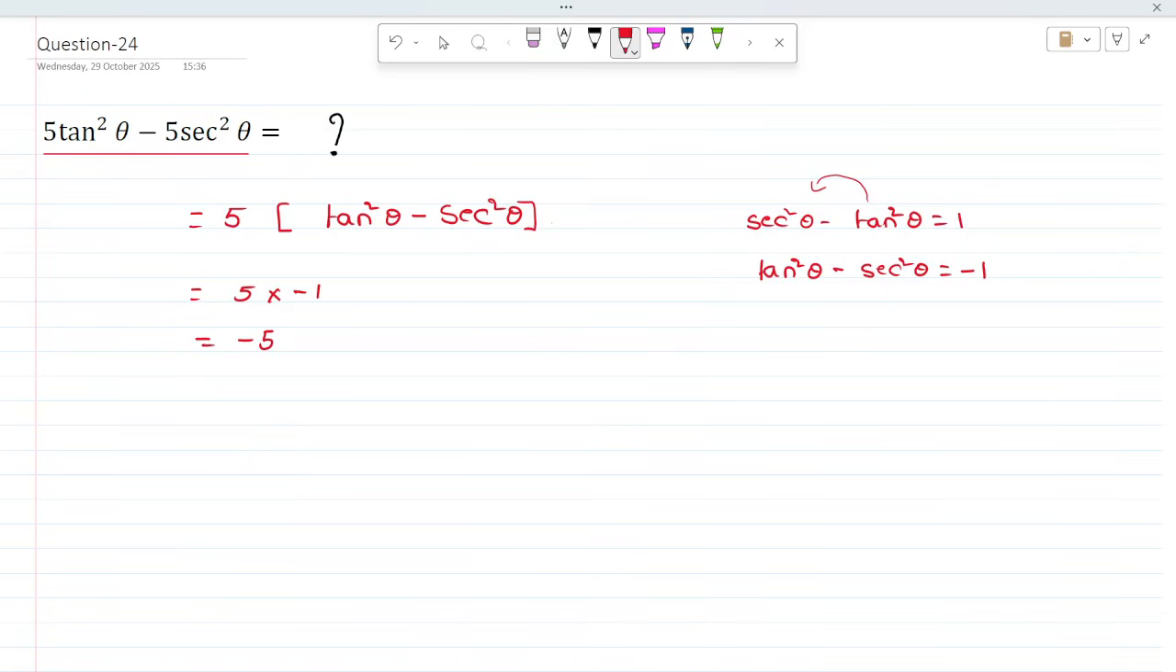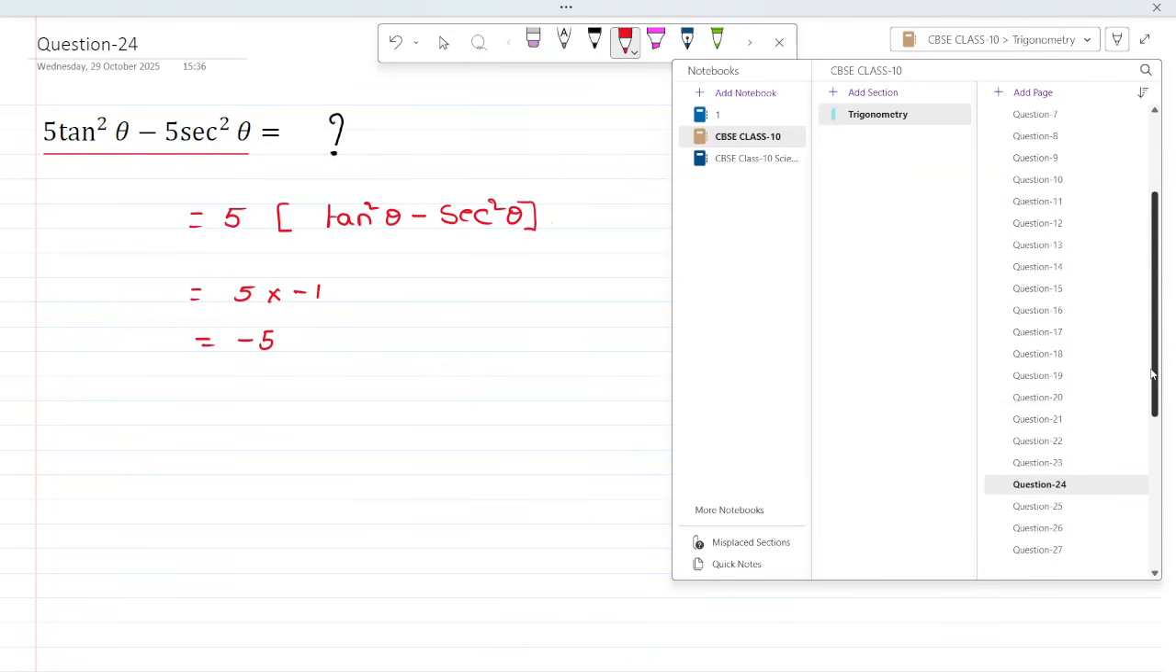Is it clear for everybody? Understand? Every question is dealing with identity, particularly MCQ questions. In multiple choice questions, every question deals with identity. You should be very thorough with the identities.